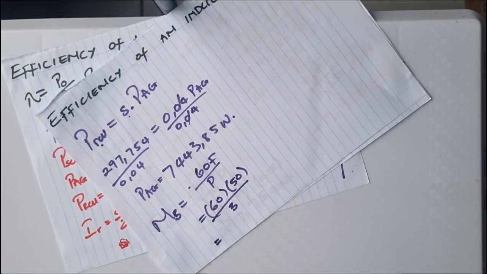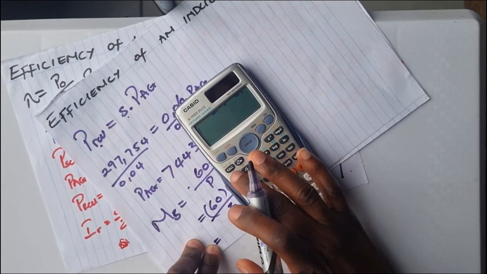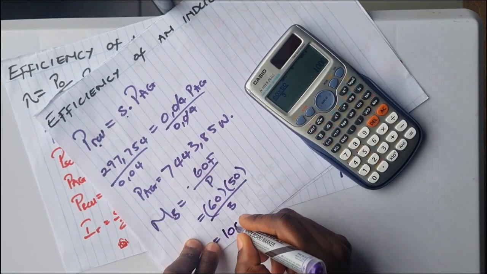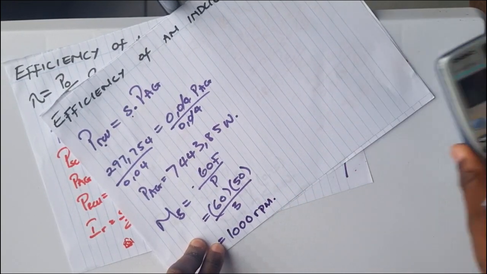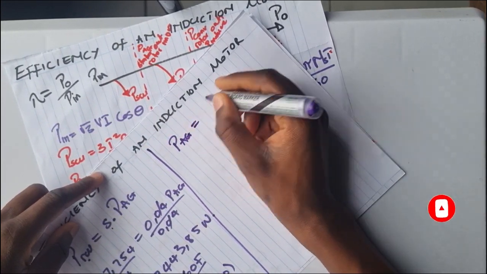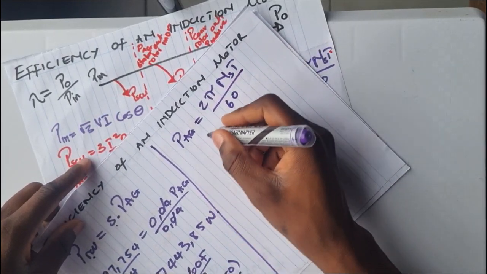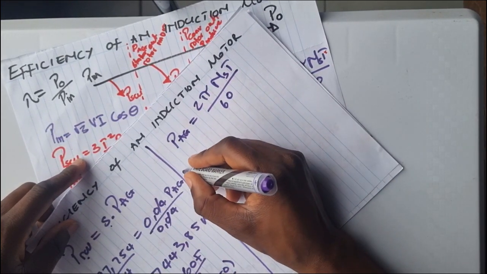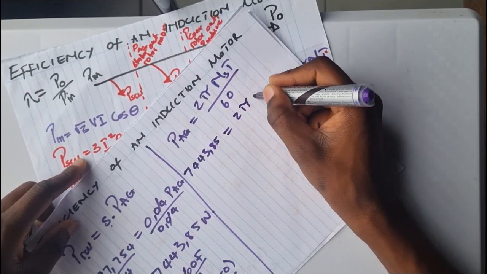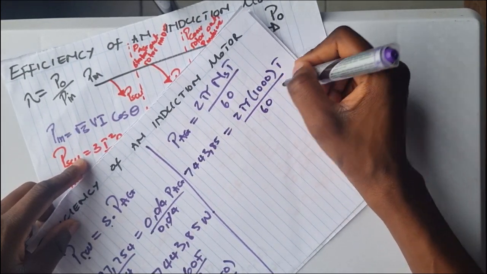So what do we get? 60 times 50 over 3. We get 1000 RPM. And now we come back to our formula. PAG is equal to 2 pi NST over 60. So 7443.85 is equal to 2 pi times 1000 T over 60. So now I can calculate for T.